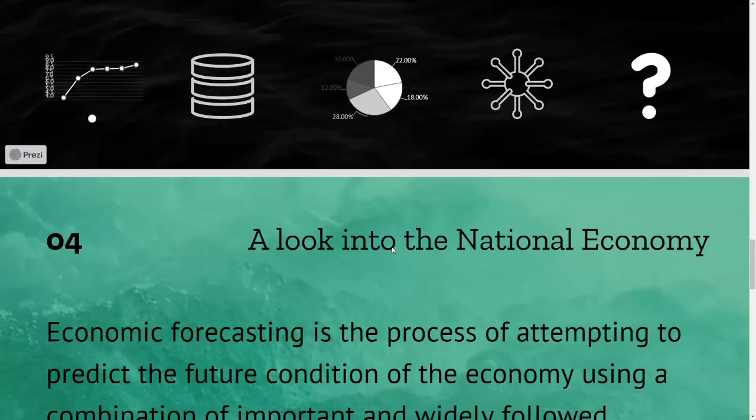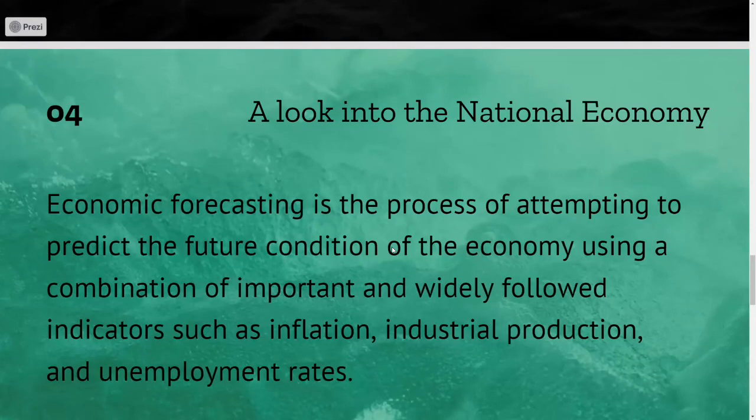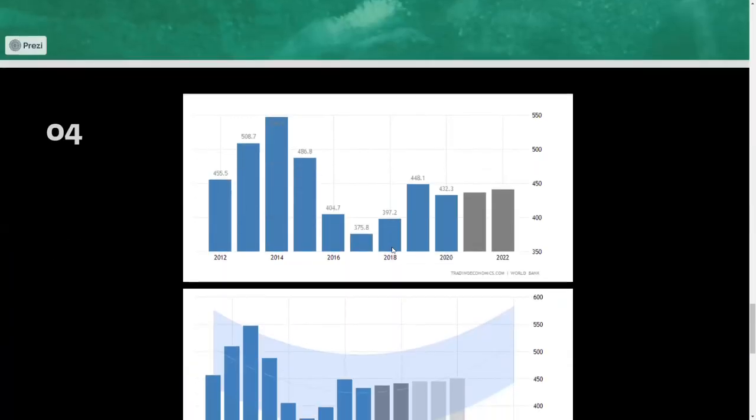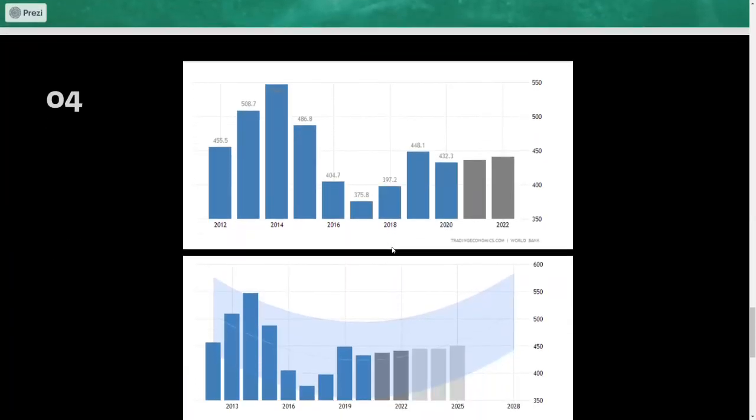So now let's take a look at the national economy. Economic forecasting is basically a process of attempting to predict the future condition of an economy, for example, Nigeria's economy. You're going to be using a combination of important indicators such as inflation, industrial production, unemployment rate, GDP, a lot of things like that, where you're trying to predict the economy of a nation. To make us understand this, I think I have two charts from Trading Economics. And this is a chart showing Nigeria's GDP over the years.